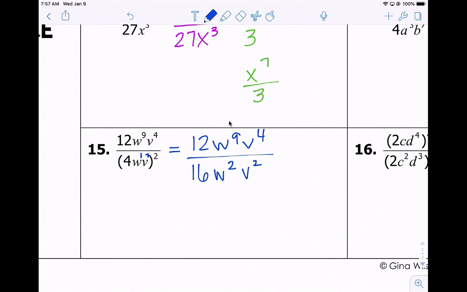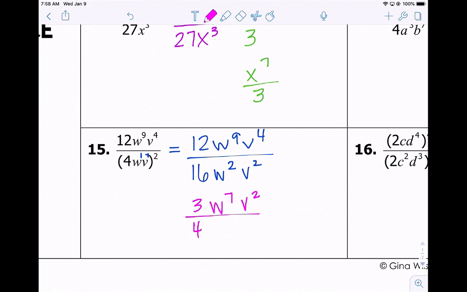All right, so now we can simplify. We have 12 divided by 16. Well, that's not going to be even, so we need to figure out what goes into both of those or use our calculator. What I know is 4 goes into both 12 and 16. So 4 will go into 12 3 times, 4 will go into 16 4 times. So 3/4. Or use your calculator. W to the 9 divided by w squared. Now we're subtracting these. So 9 minus 2 is 7, w to the 7. V to the 4th divided by v squared is going to be v squared as well.